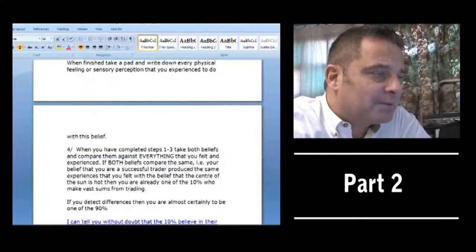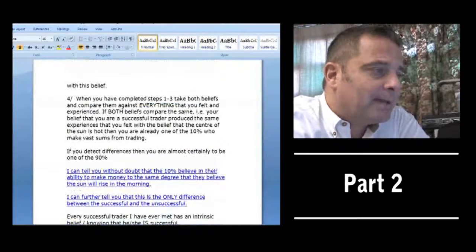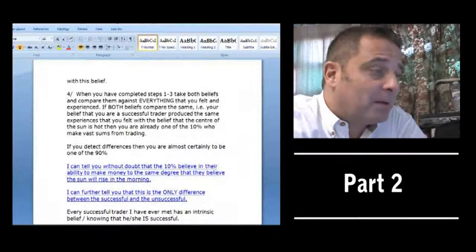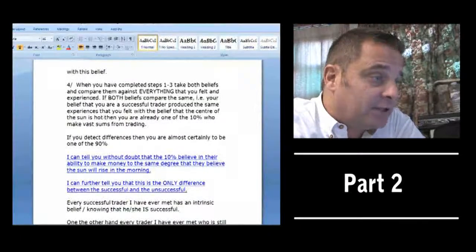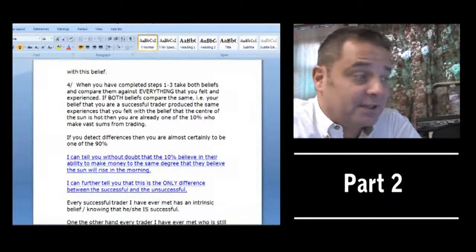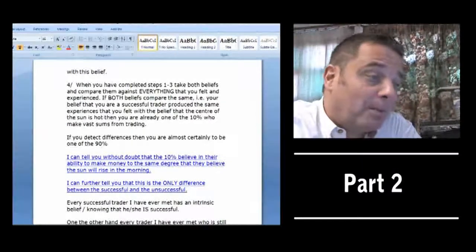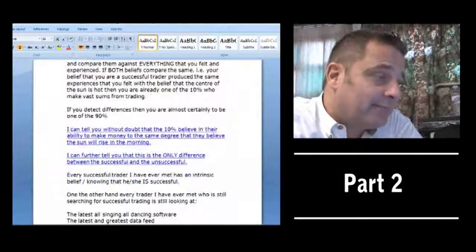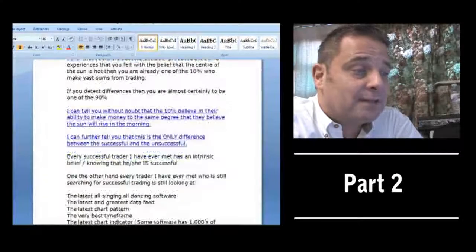When you have completed steps 1 to 3, take both your beliefs and compare them against everything that you felt and experienced. If both beliefs compare the same, your belief that you're a successful trader produced the same experience that you felt with the belief that the centre of the sun is hot, then you probably are already one of the 10% who's making vast sums from trading. If you detect differences, you're almost certainly to be one of the 90%.